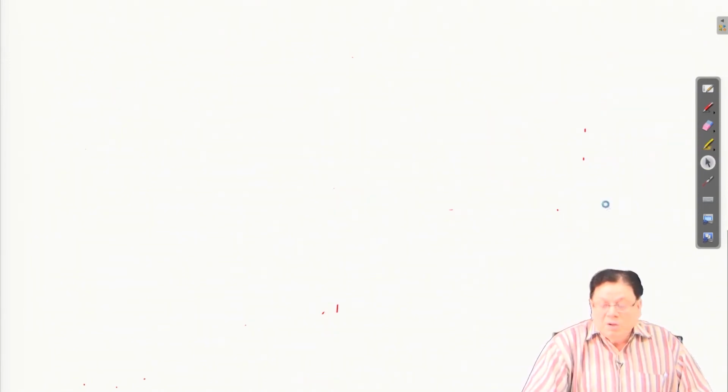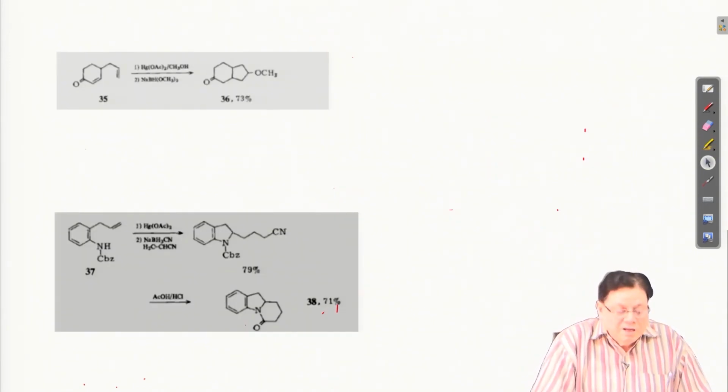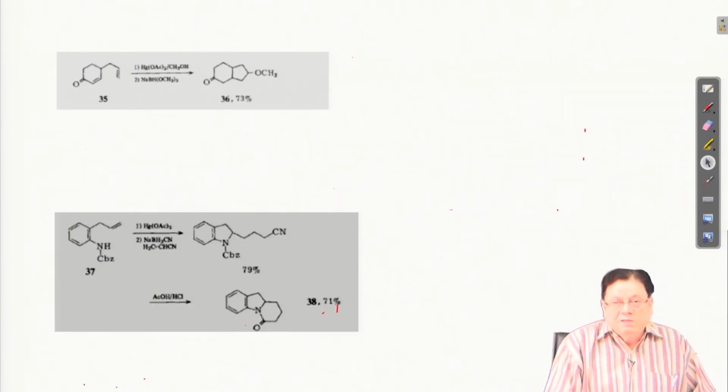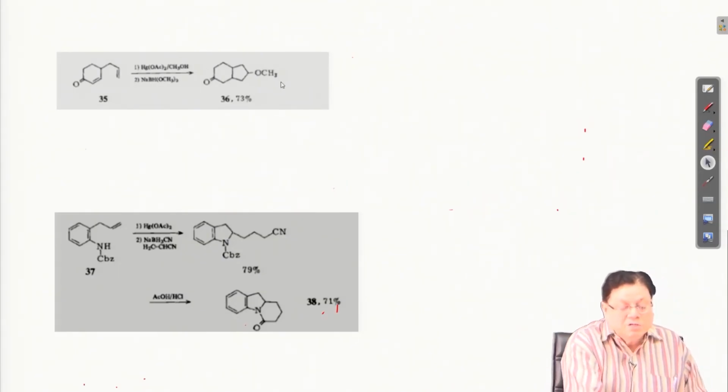Okay. So, what else? Before we go into that, there are some other examples of the mercury method which can come as problems in assignments, very similar problems. The formation of this bicyclic network, very quickly we can brush through that.